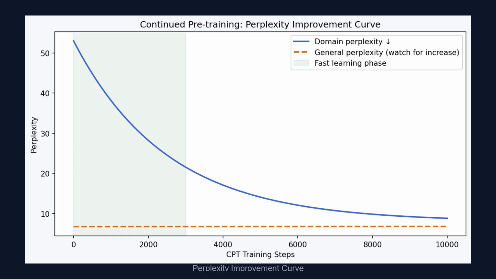The orange dashed line, general perplexity, is the one to watch carefully. As long as it stays flat or trends slightly downward, your forgetting prevention is working. If it starts climbing while domain perplexity is still falling, that's the forgetting signal. Time to adjust your learning rate or increase the general data proportion. Check both curves together, not in isolation. A model with excellent domain perplexity and rising general perplexity is not a success.